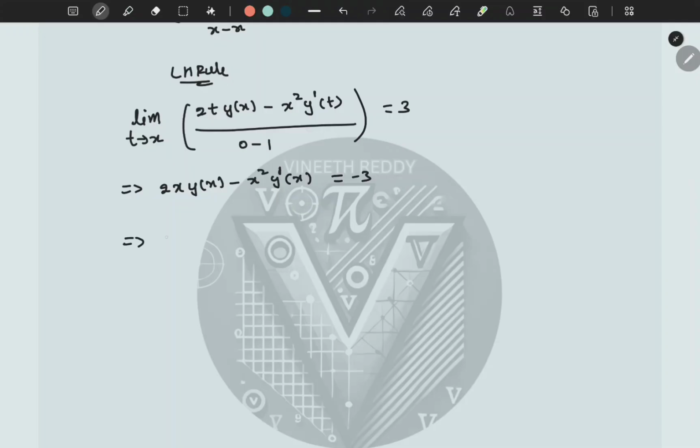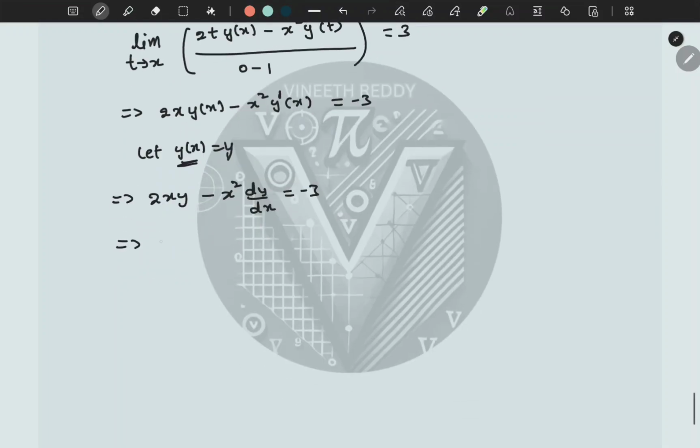Now let us write y(x) as simply y. This is not y into x, this is y of x, or the value of y at x. Fine, so we can write this as 2xy − x² dy/dx = −3. Now if I divide by −x², what do I get? −2y/x + dy/dx = 3/x². So we get dy/dx − 2y/x = 3/x².